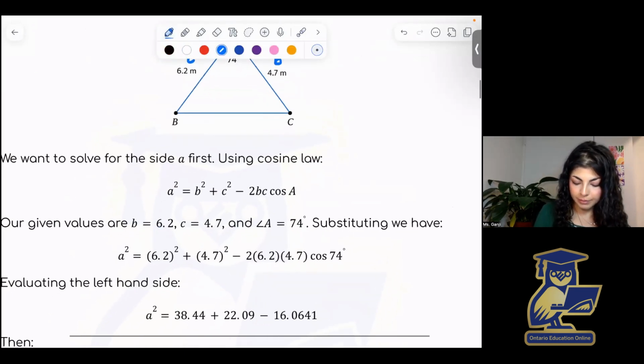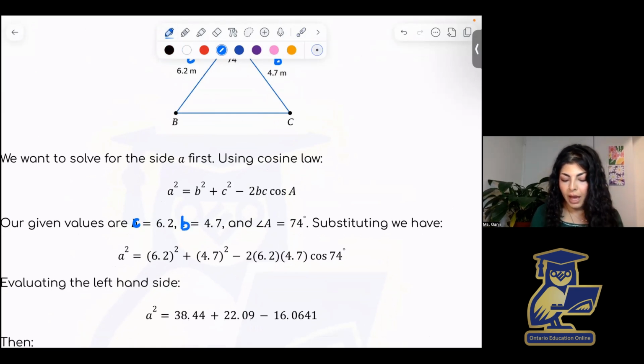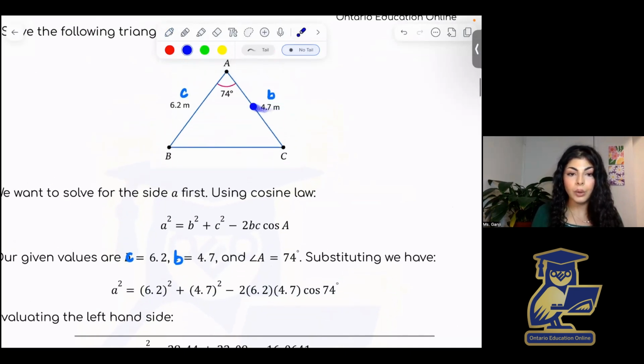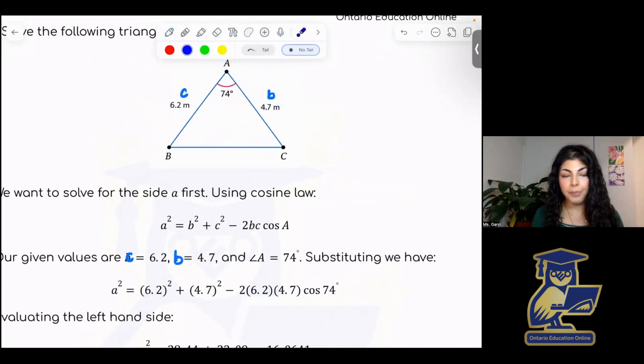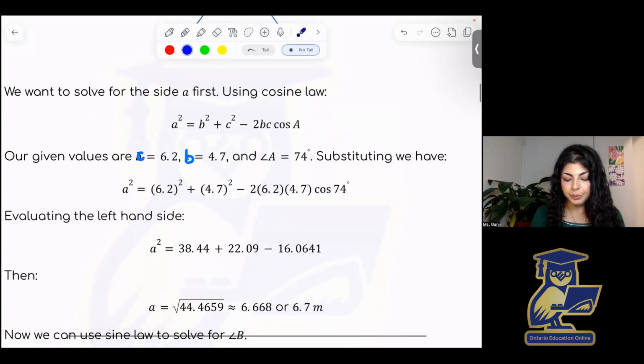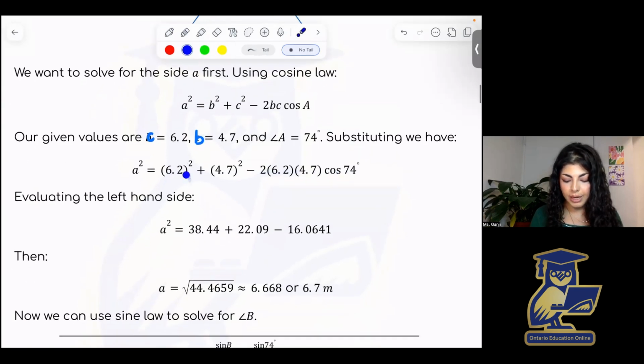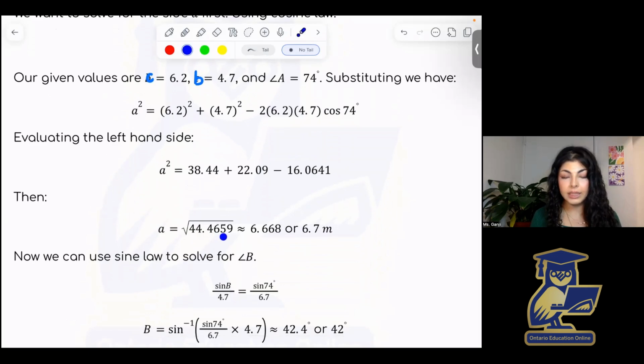These two should just be B and C here. It doesn't matter in terms of when we substitute here, but we do want to match that the lowercase b is opposite the vertex B. So evaluating all of this on the left-hand side, and this is just to show you each of the terms evaluated. This one I did all together. If you evaluate this, you get 44.4659. Now taking the square root so that we find A, we get that A is approximately 6.668, or rounded to one decimal point, 6.7 meters.